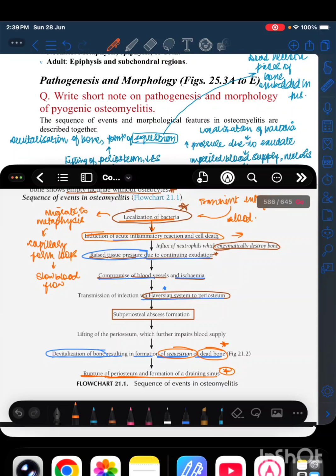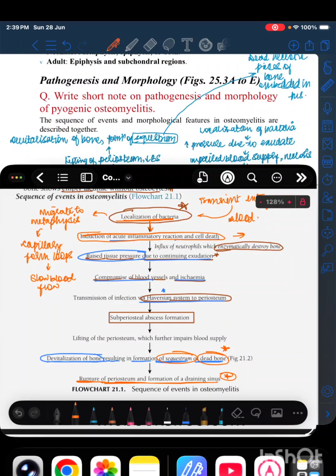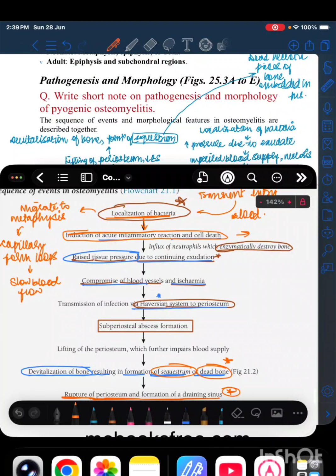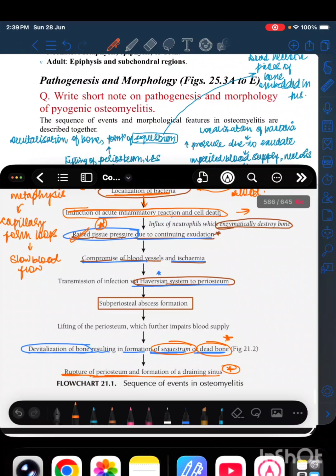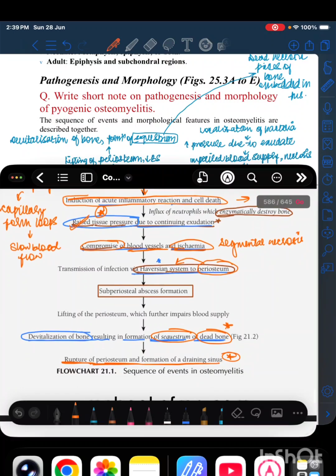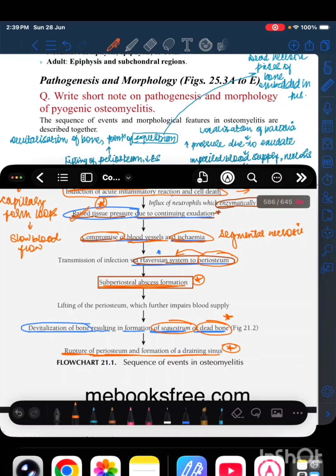There will be an influx of neutrophils and macrophages, and because of that there will be exudate formation. Continuous exudate formation will cause increased tissue pressure. This will compress the blood vessels, causing ischemia and necrosis, also known as segmental necrosis. Now the infection is transmitted to the periosteum through the Haversian canal, and this will lead to subperiosteal abscess formation. Due to this abscess formation, there will be lifting of the periosteum.